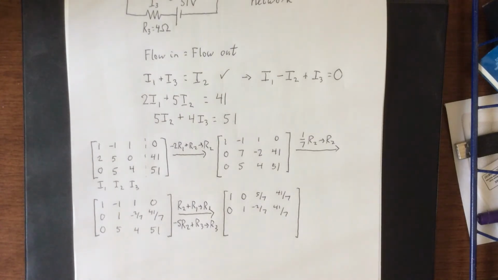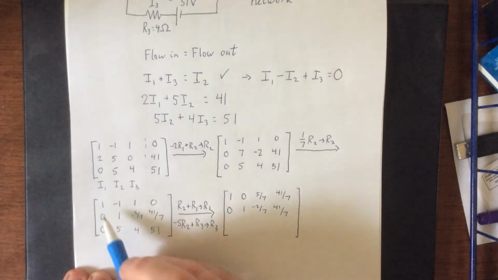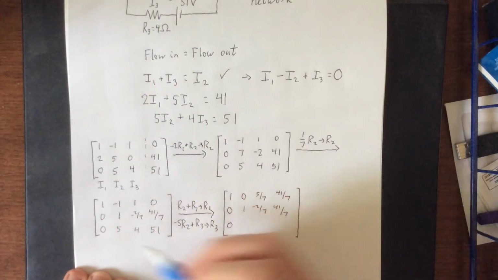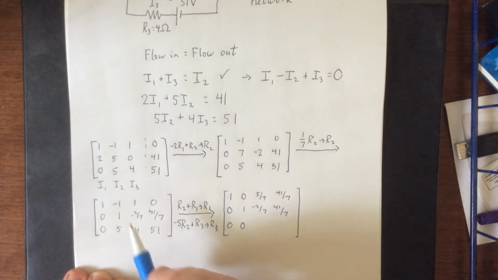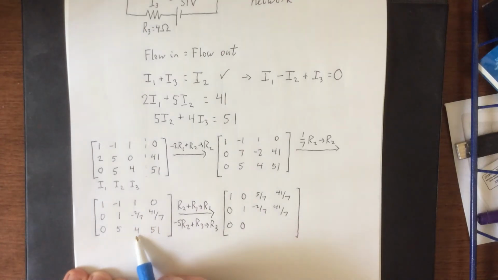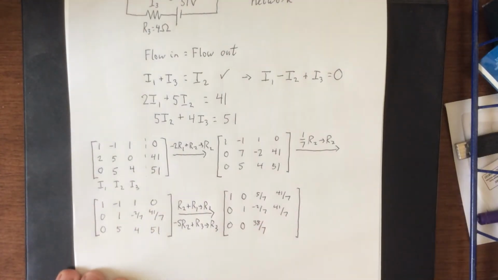All right, now for the super fun part. We'll take -5 times 0, add to 0. -5 times 1, add to 5. -5 times 2/7, that'll be 10/7, plus 28/7, that'll be 38/7. Oh boy, this is already fun.